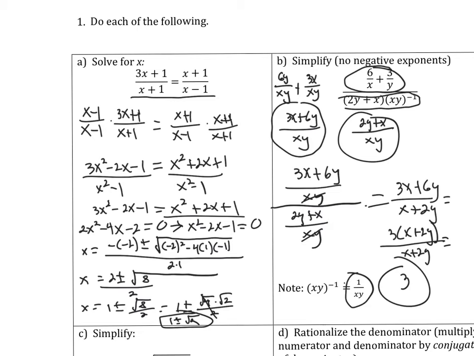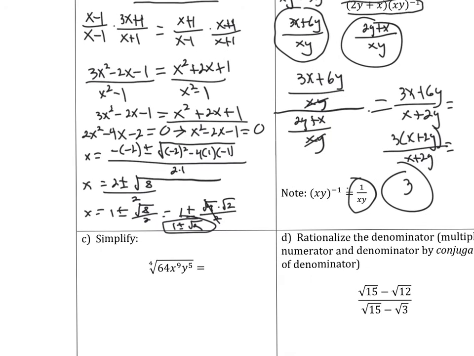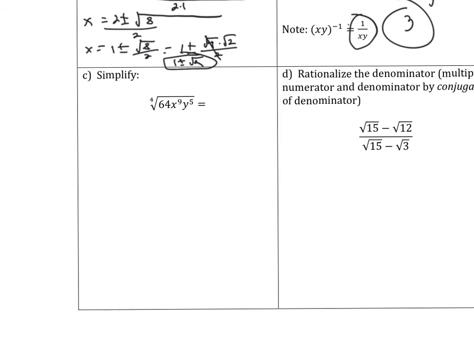Okay. The next thing we have here is this simplification, and the idea there is that this is the equivalent of 64x to the 9th y to the 5th to the power of 1 over 4. When I ask for the 4th root of something, that is the equivalent of raising it to the 1 over 4 power. So what I'm going to do is break this into 2 to the 6th, first of all, times x to the 9th times y to the 5th. I'm going to put it back in its root form.